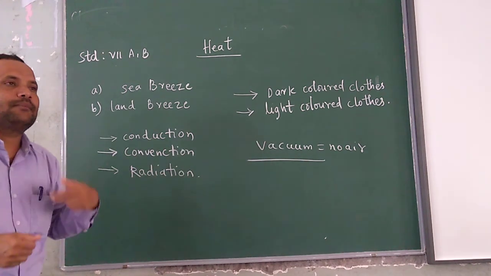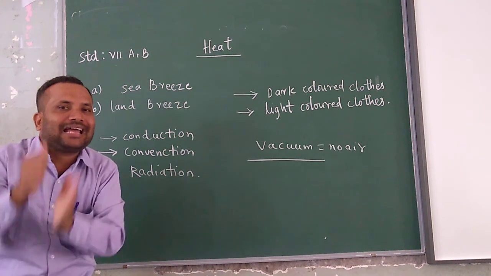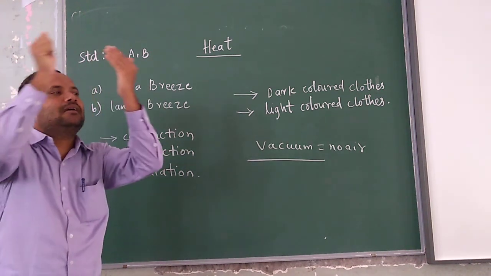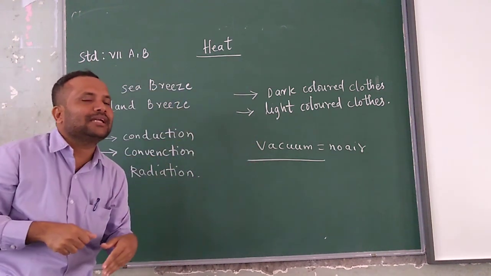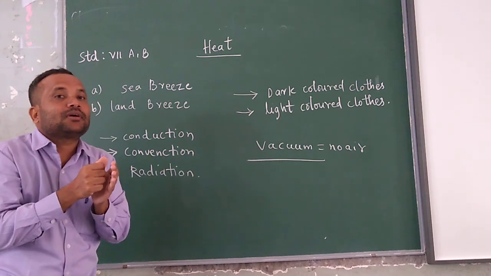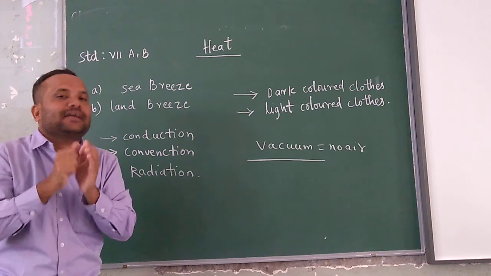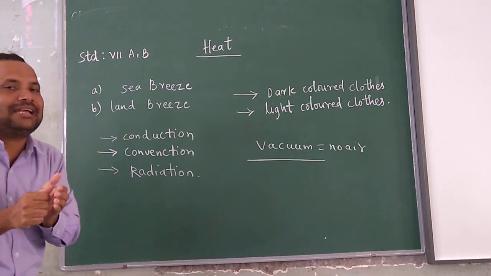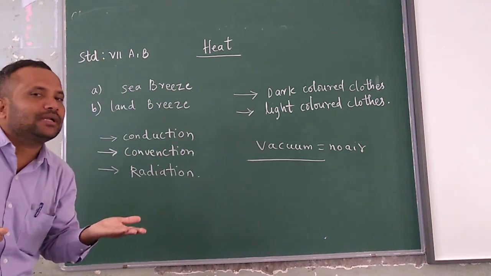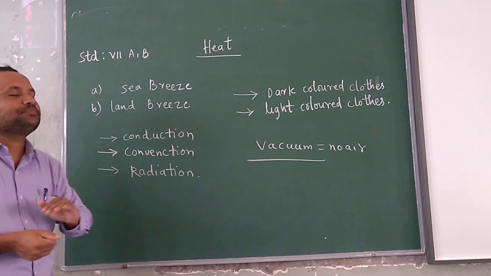Land breeze means the air which is going from the land towards the sea during night. That air is somewhat like what? Cold air. Cold air will go from land to the sea during night time. Yes, children.